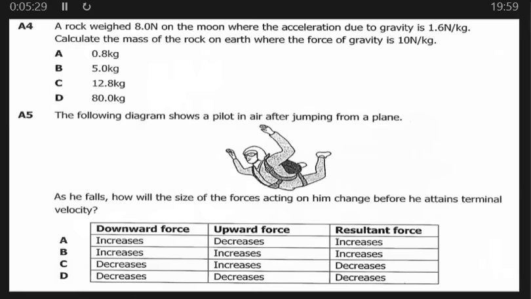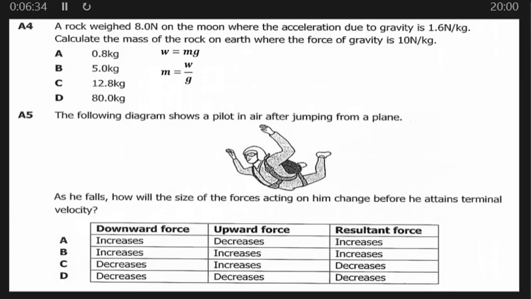Now, for us to be able to answer this question, we must know the formula that connects the force and the mass, which is weight is equal to mass times the acceleration. On Earth, what will be the mass of this rock which weighed 8.0 newtons on the moon? Since we are looking for mass, we must first make mass the subject of the formula, as mass is equal to weight W divided by g, which is the acceleration due to gravity.